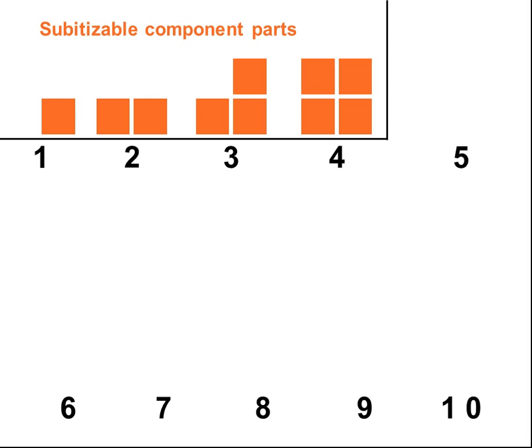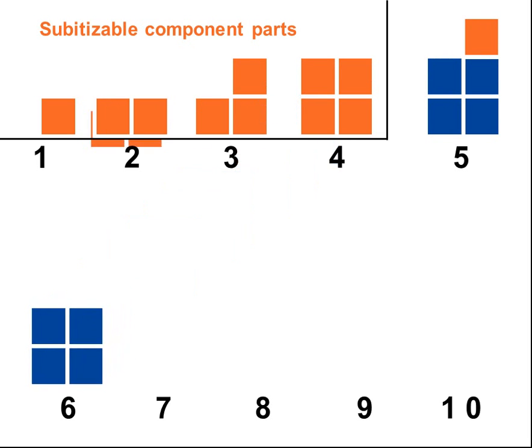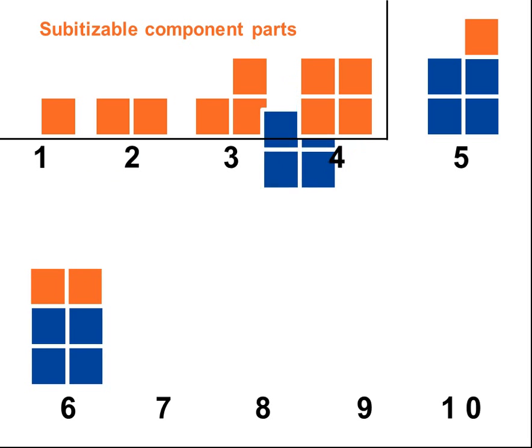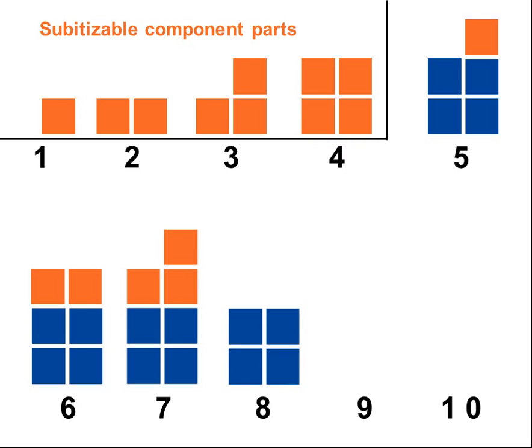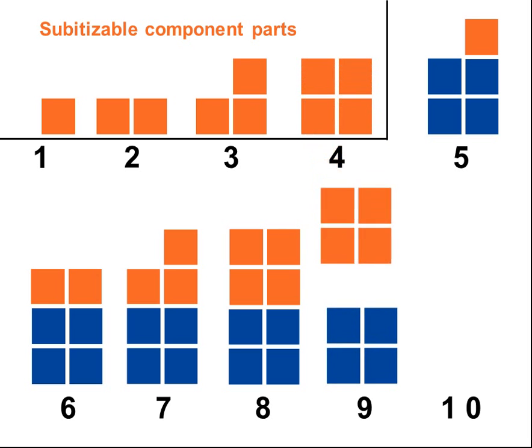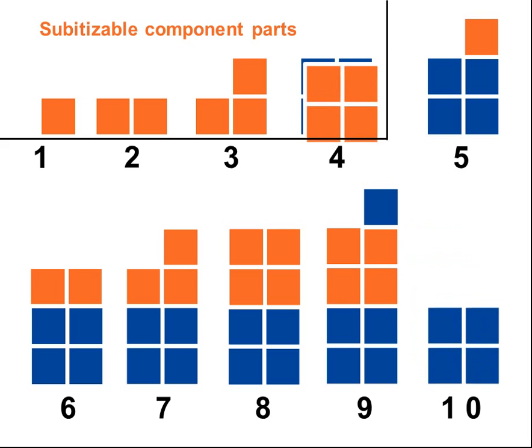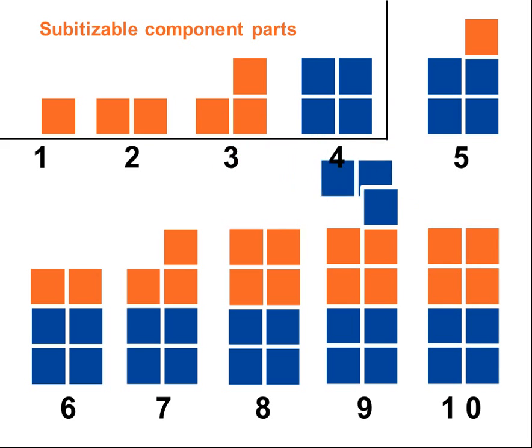So we take those 4 subitizable component parts and we make the larger numbers. 5 is 4 and 1 more. 6 is 4 and 2 more. 7 is 4 and 3 more. 8 is 4 and 4. 9 is 4, 4 and 1 more. And 10 is 4, 4 and 2 more. This makes it possible for children to conceptualize the quantity of each of these numbers.